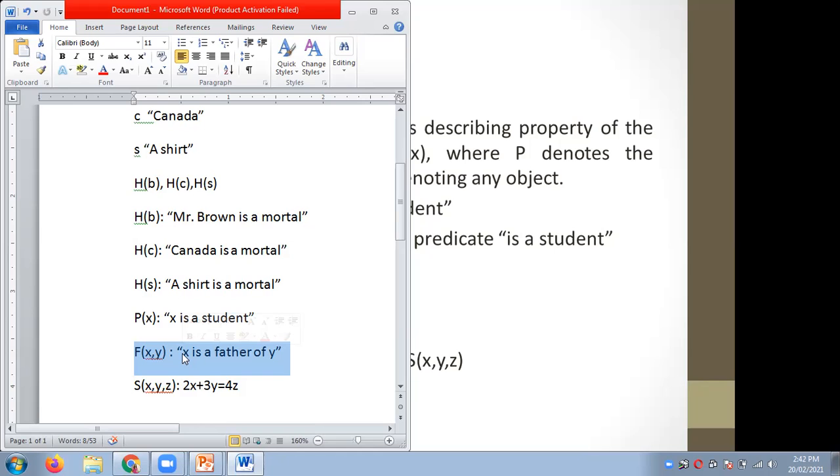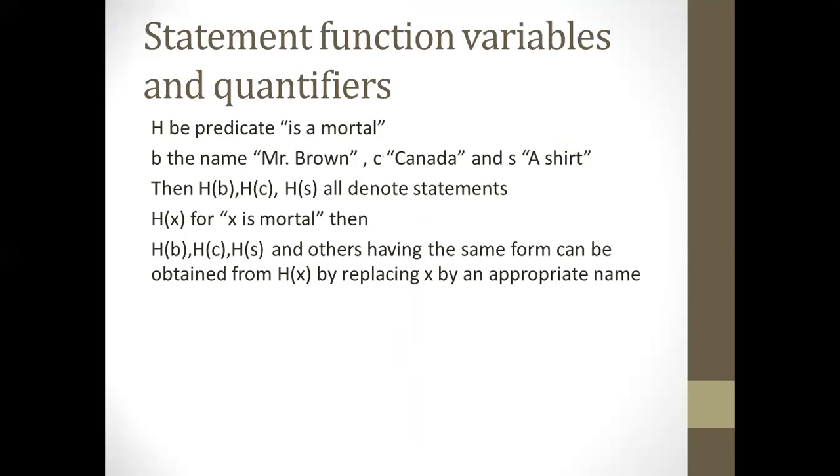So this is the type of sequence. So we are learning one point out of it. Okay. So now let's continue with the next slide, that is statement, function, variables and quantifiers. Now we have seen that H is a predicate, is a model, and B the name Mr. Brown, C Canada and S shirt. Then HB, HC and HS all denote statements. So HX for X is a model, then HB, HC and HS and the others having the same form can be obtained from HX by replacing X by an appropriate name.